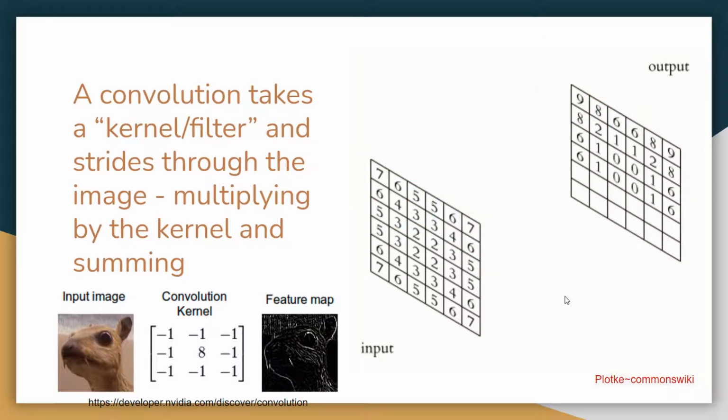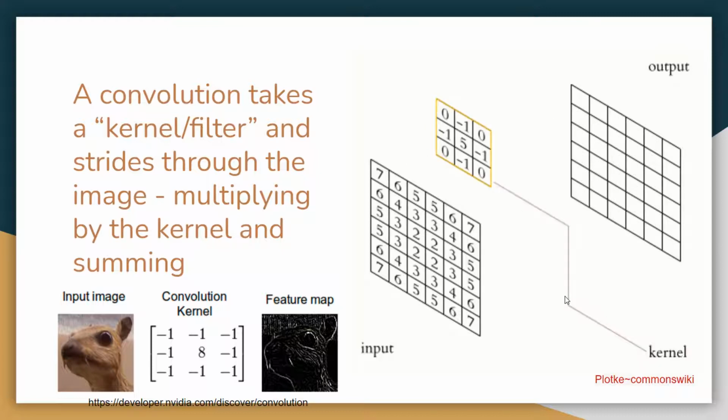That's it. If someone asks you, what is a convolutional neural network? It is multiplication and summation. That is the main element that is going on over here.